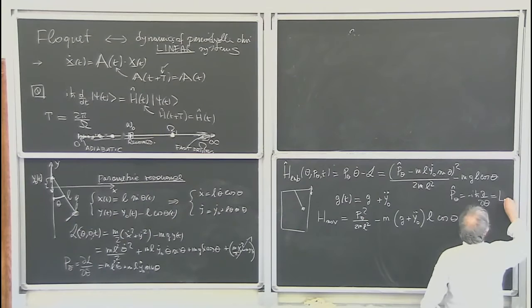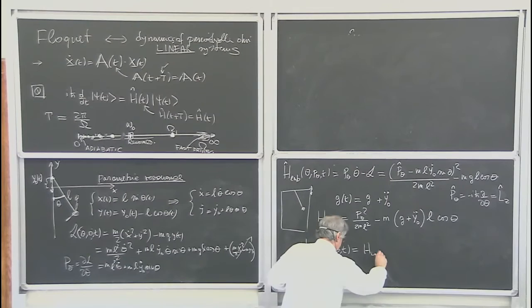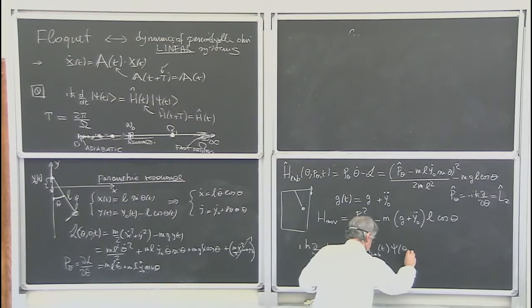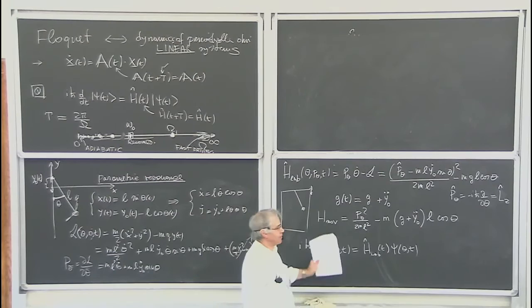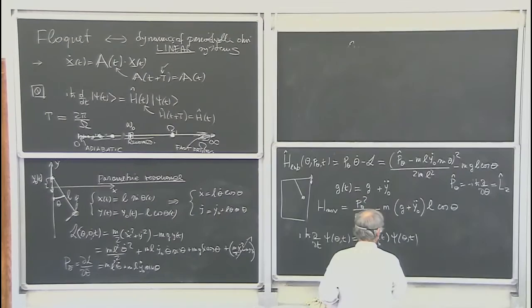Very good. Now, in principle, what Schrödinger tells me that I should solve is this problem, okay? H lab of t, psi of theta of t. We agree? This is now the quantum problem associated to this. Notice, it's infinite dimensional in the sense that this is a function, so it's much more complicated. But for the purpose that I want, you see it's very handy.